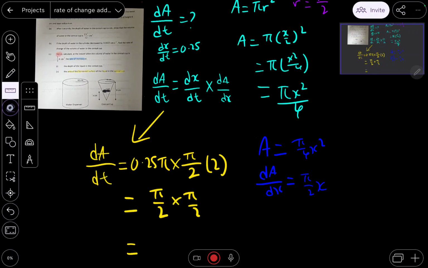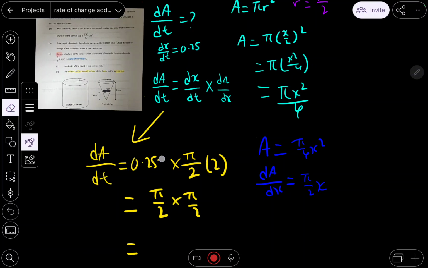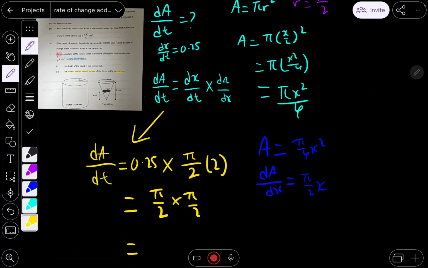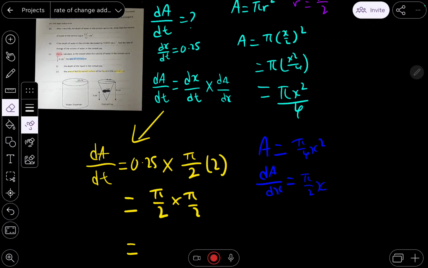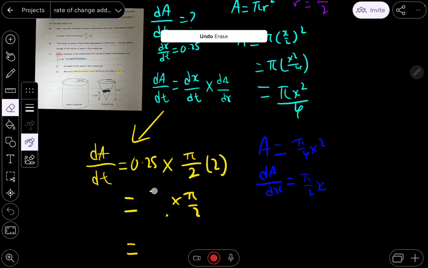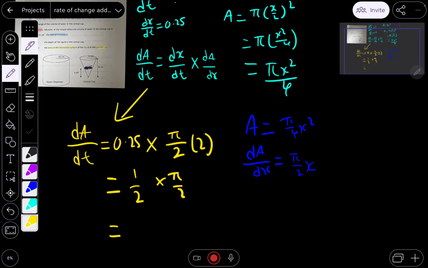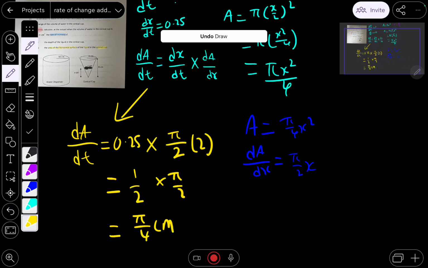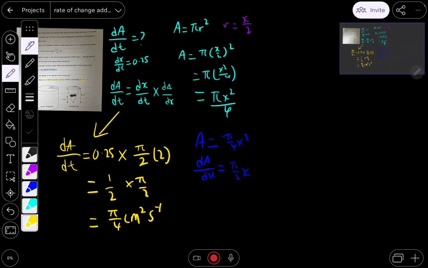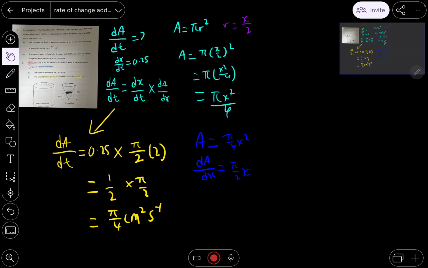So this will be 0.25 times pi over 2, times 2, of course. Okay, so this will be dA over dt, 0.5 or half times pi over 2. This will be pi over 4 cm squared per second. Okay, so that is it for your part C rate of change.